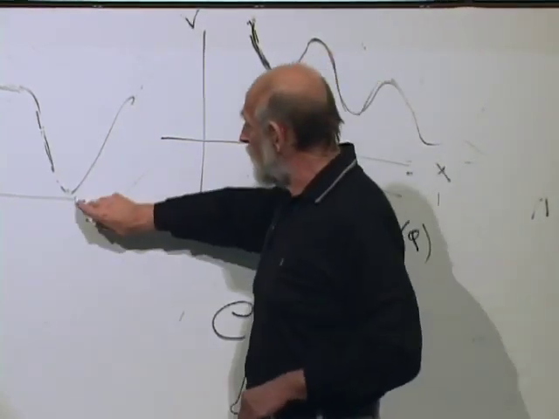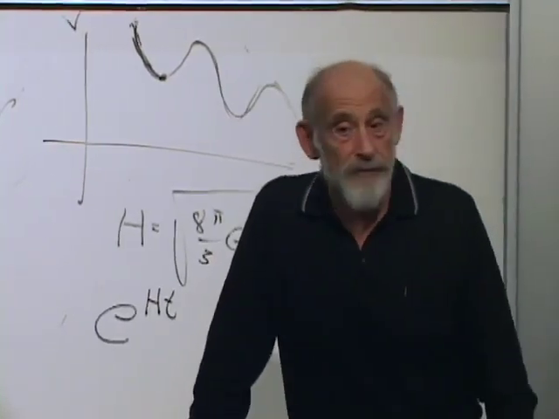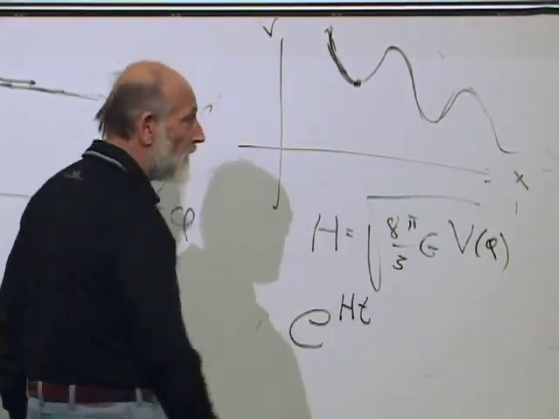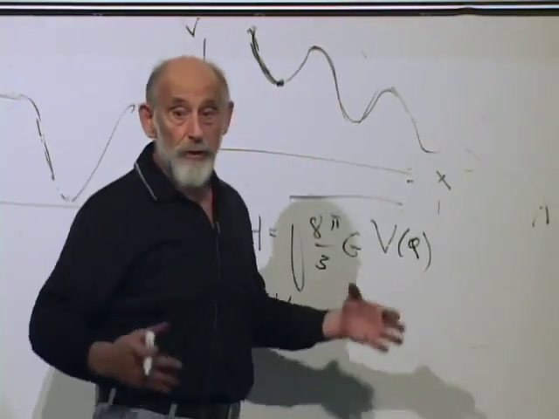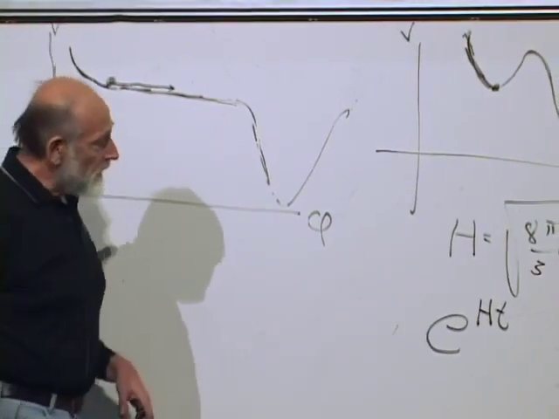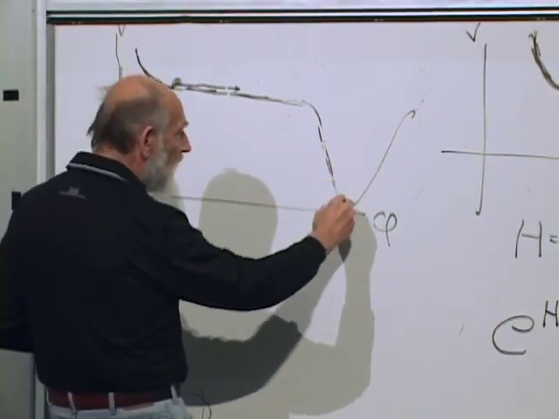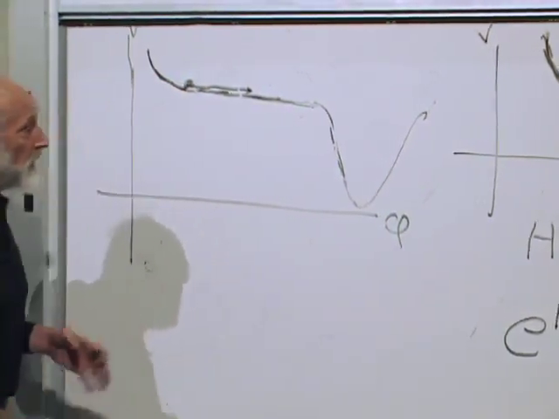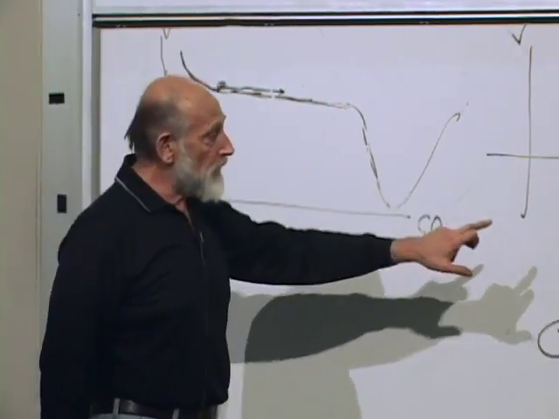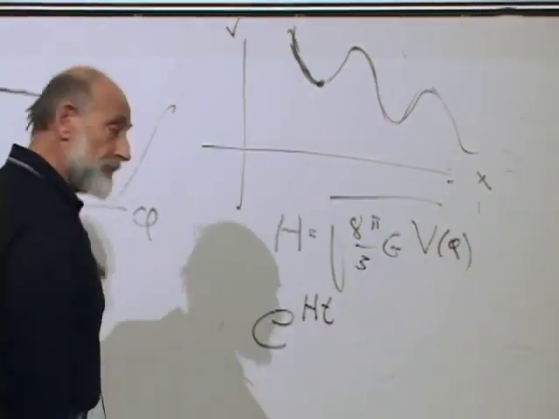How do I know what the height of this potential energy is? Because I know today what the Hubble constant is. The Hubble constant is the square root of 8 pi G over 3 times V of phi. That's the exponential growth of the universe today, and that appears to be down here. The coefficient down here is very, very small, much, much smaller than it was up here. Why this is true, we don't know. But we do know what the potential energy is at the bottom here, because we know today what the Hubble constant is. And it's very small.